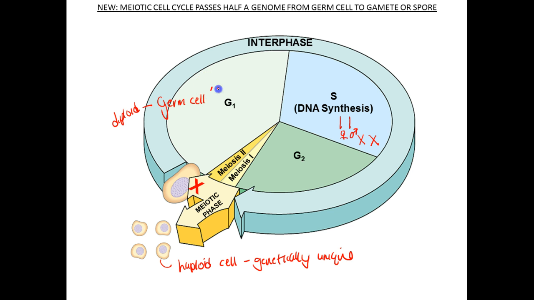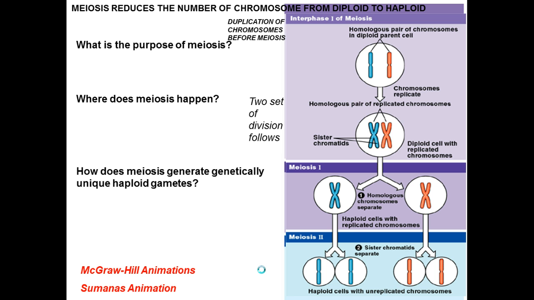So in humans, we have 46 chromosomes. Our diploid number is 46, and by meiosis, you'll have 23 in each gamete. So basically, meiosis cuts the number of chromosomes in half.